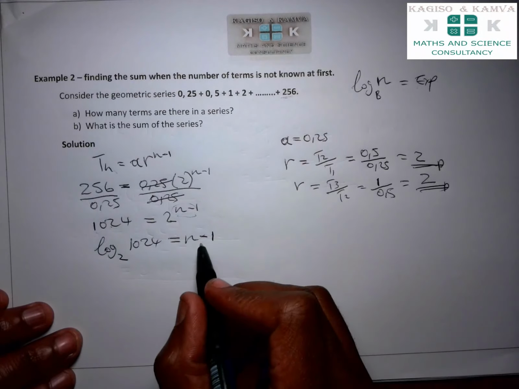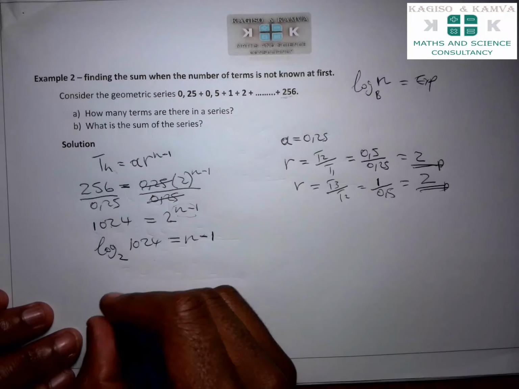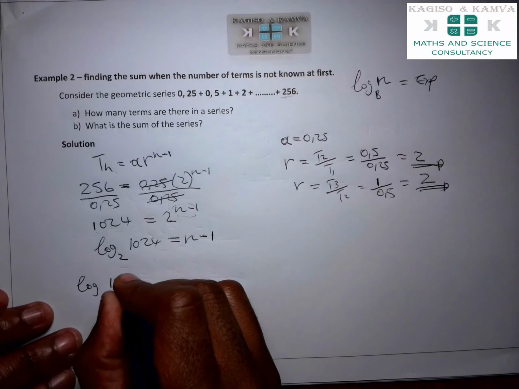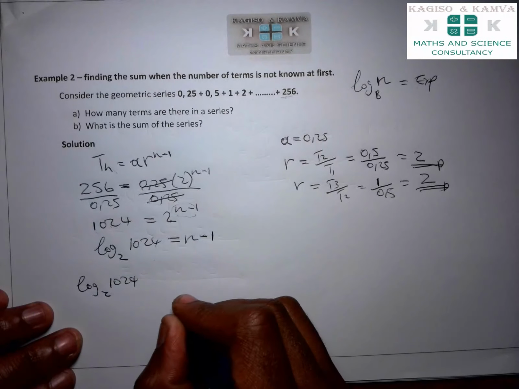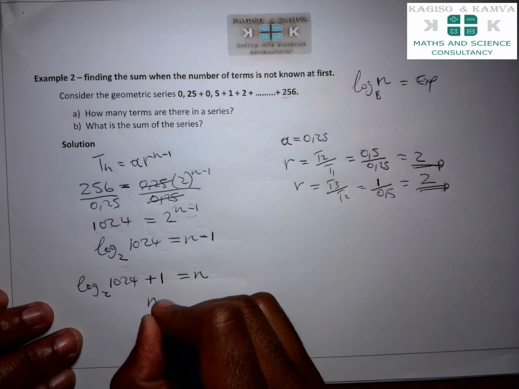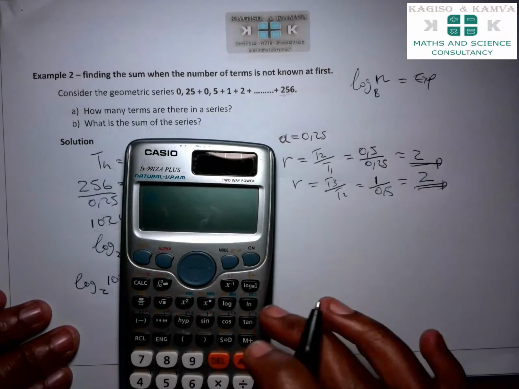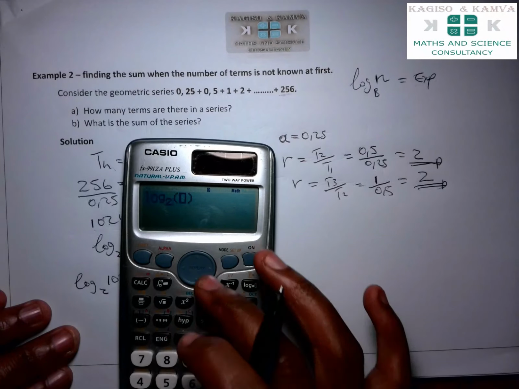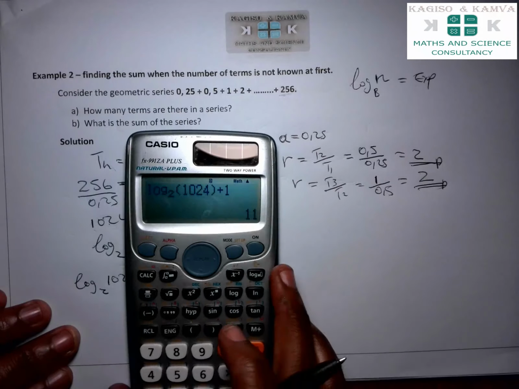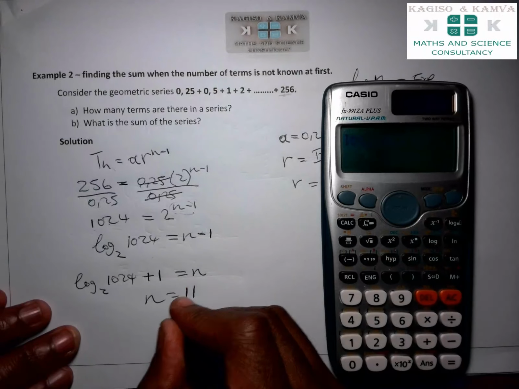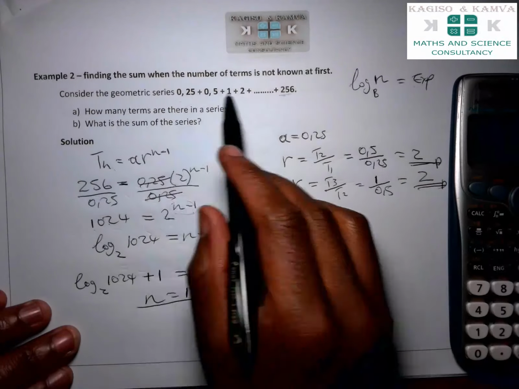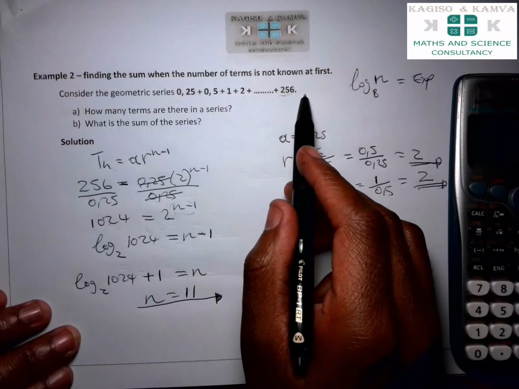And then we're going to transpose this one to this side, so we're going to have log of 1024 base 2 plus 1 is equal to n. So n is going to be equal to log of 1024 base 2 plus 1. So the answer here is 11. So there are 11 terms in this series.